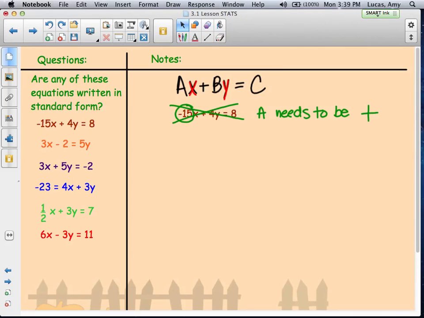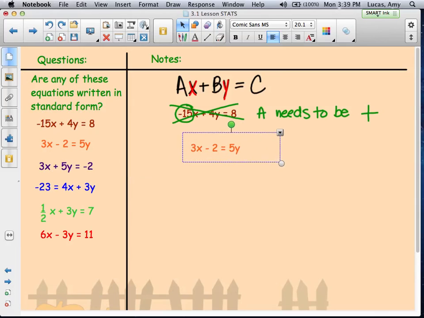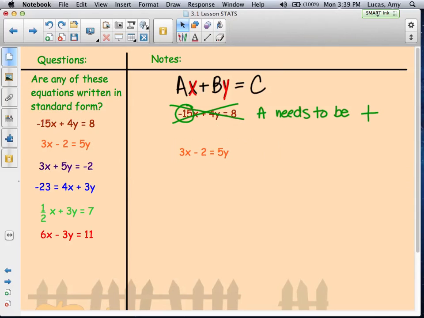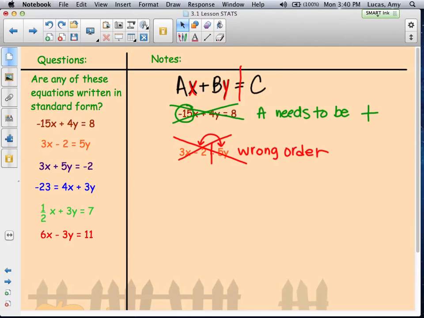Okay, the next one. If I compare, I look at where my equal sign is, definitely not in standard form. These 2 terms are in the wrong places. So wrong order, so this is definitely not standard form.